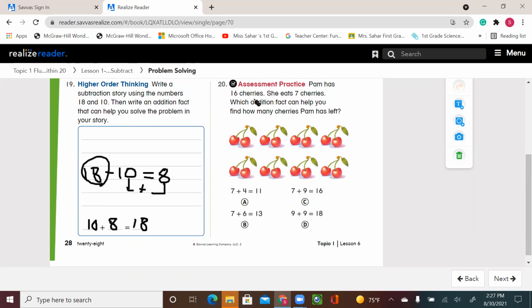Pam has 16 cherries. She eats 7 cherries. Which addition fact can help you find how many cherries Pam has left? Remember, my answer has to be 16, and one of my addends would be 7. So it's 7 plus something equals 16. You look for, is it choice A, choice B, choice C, or choice D?